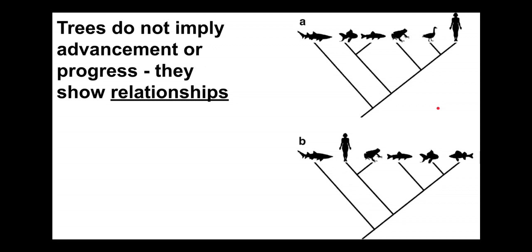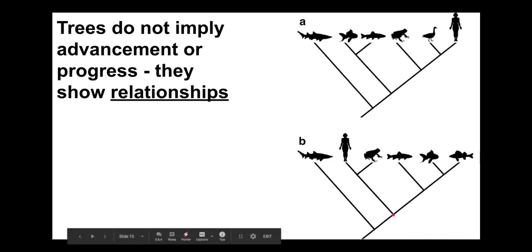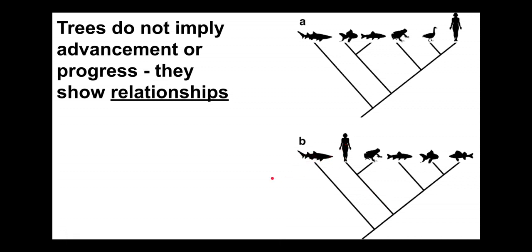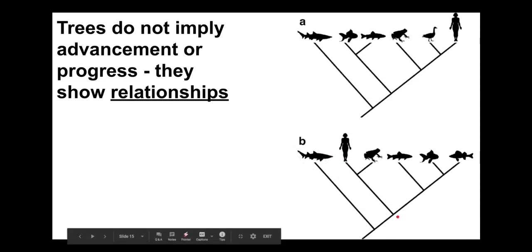So we'll talk about this more in another video, but we can take humans and put them into a different place by rotating around our node here, and we can move them into the middle, and put them right next to sharks. That doesn't mean that humans are now closely related to sharks. It doesn't mean that they are less advanced. It just has to do with the fact that we can rotate around this node.